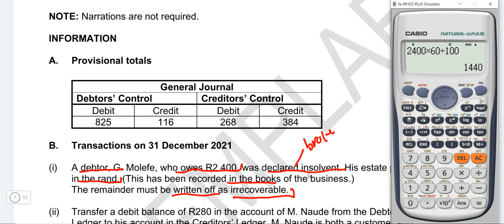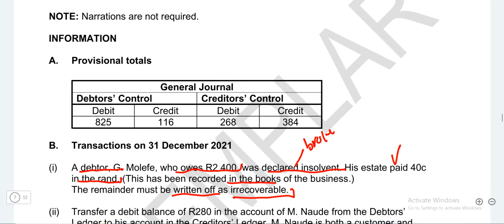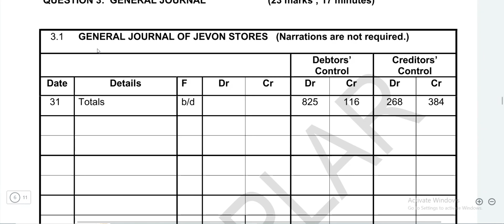We know that this person that we are dealing with is a debtor who owes us, and whenever we write off someone in the books of the business, we call that a bad debt. So in other words, the account that we are going to debit will be bad debts. So we would say debit bad debts, and then we are going to credit G Molefe.